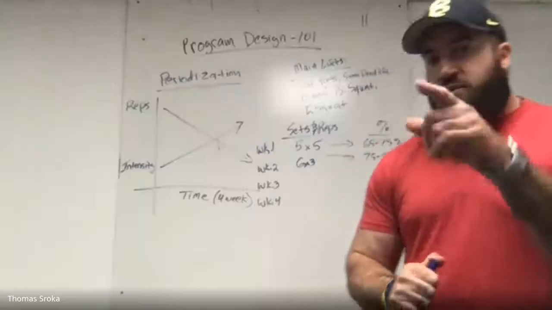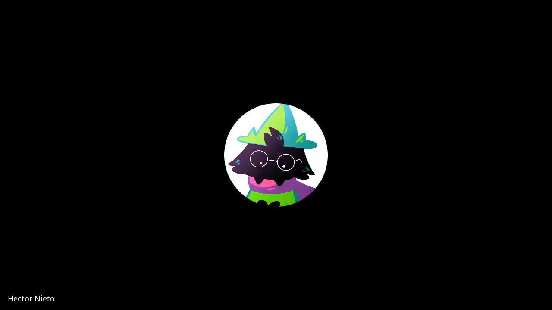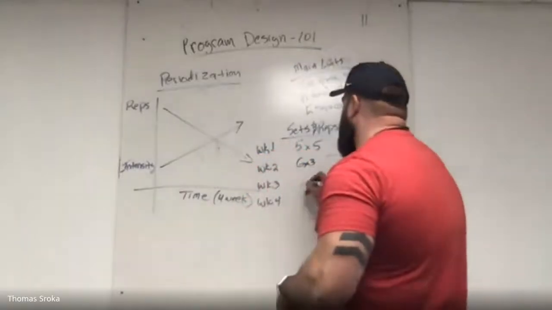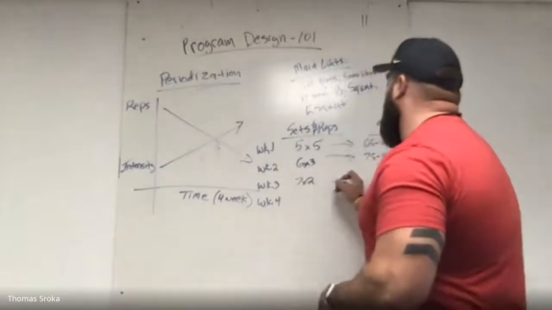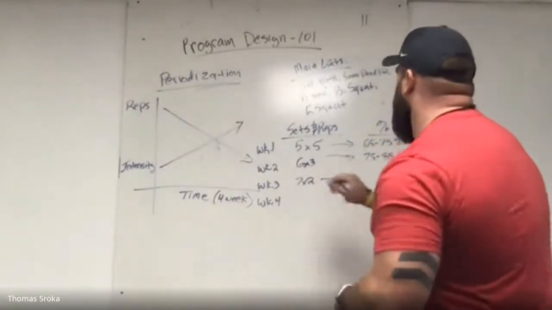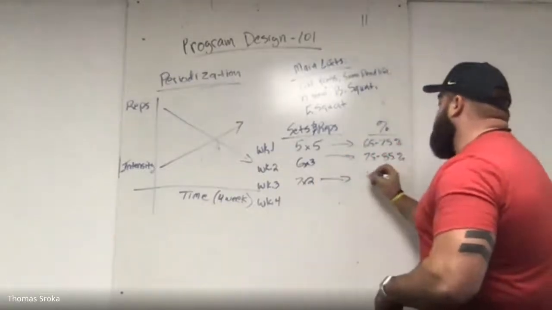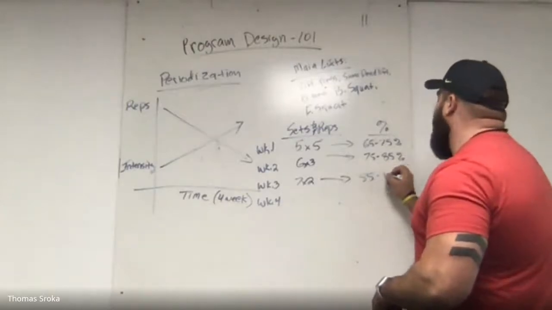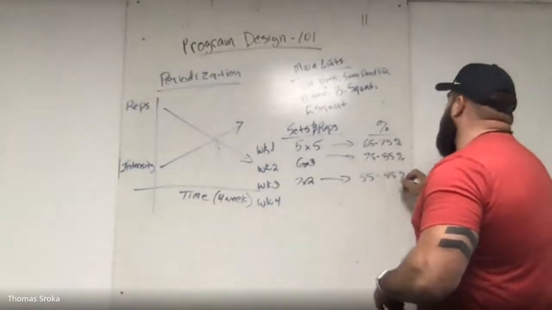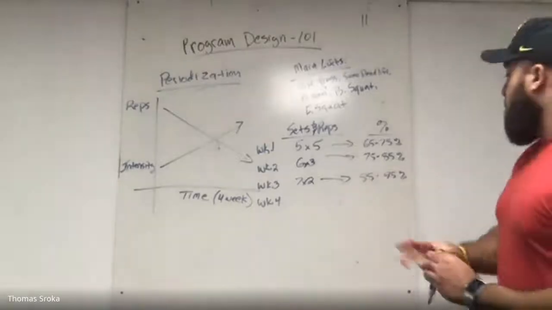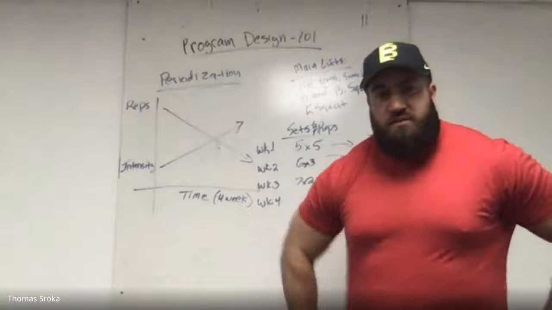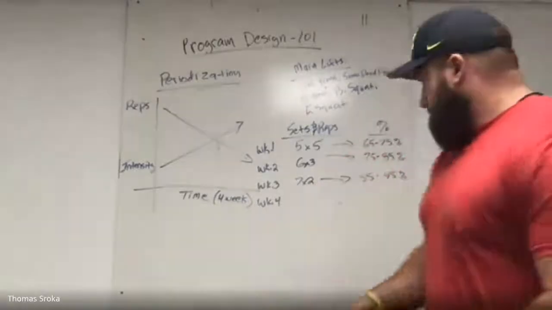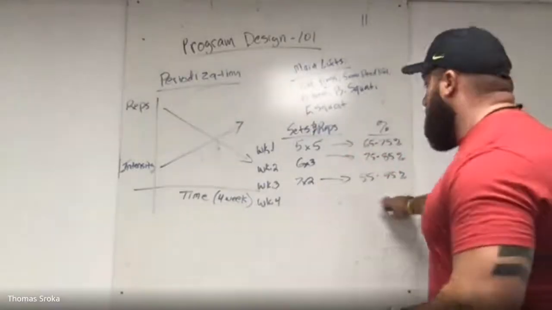8x2? Close. 9x2. 8x2 is very close, but it's going to be 7x2. 7x2 is our week three sets and reps. Then the percentages go up to 85 to 95% of the max. So you see here, we're not quite at 100%, but we should be operating pretty darn close. All right? And then week four is a back off.